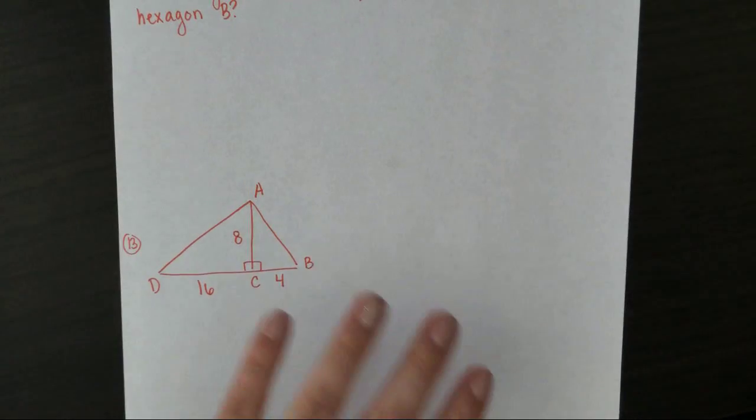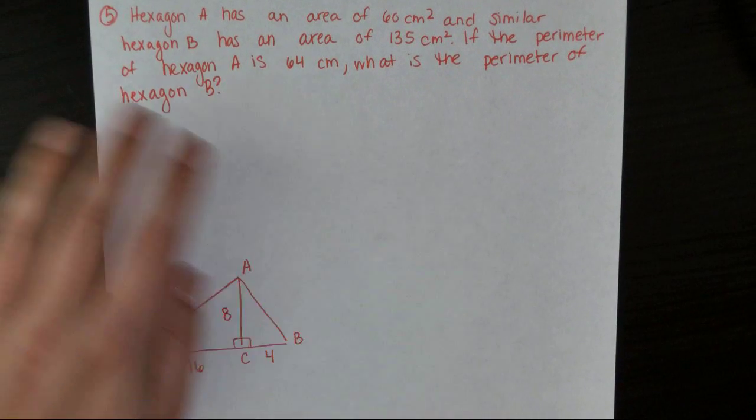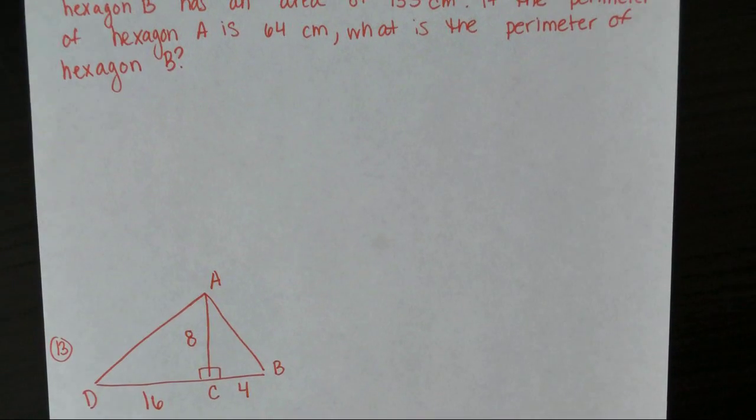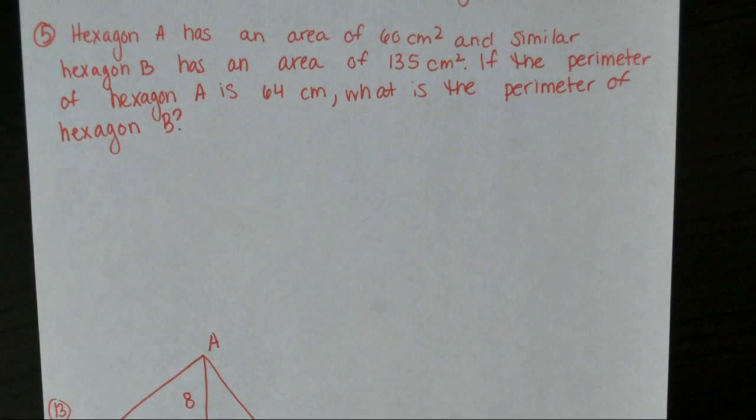Okay, here are a few questions from the Chapter 8 study guide that a few of you have asked me to go over. The first one is number 5. Hexagon A has an area of 62 centimeters squared, and similar hexagon B has an area of 135 centimeters squared. If the perimeter of hexagon A is 64 centimeters, what's the perimeter of hexagon B?